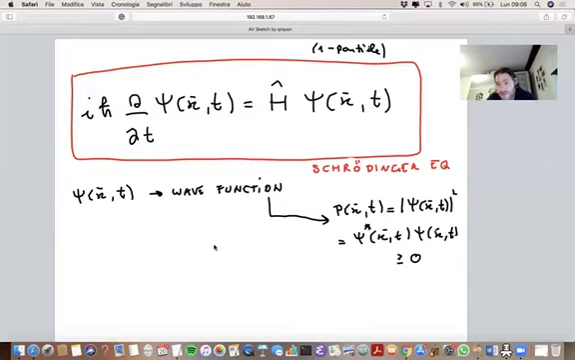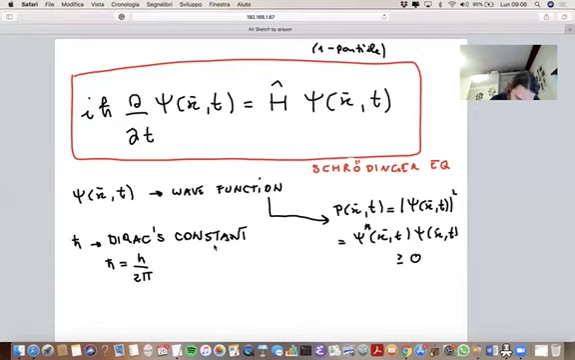So let me review everything else. Well, clearly on the left-hand side, we have a couple of constants, i and h bar. H bar is the Dirac constant. And let me remind you that h bar is actually the Planck's constant divided by 2 pi.